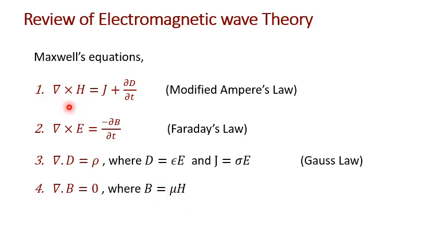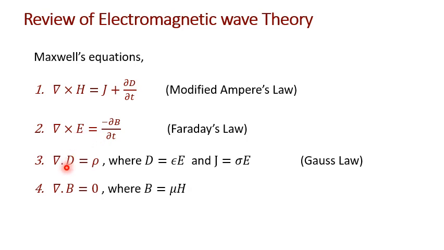The first Maxwell equation is del cross H is equal to J plus dou D by dou t. This is also known as the modified form of Ampere's law. This states that a time varying electric field will produce a magnetic field. The second equation is del cross E is equal to minus dou B by dou t. This is also known as Faraday's law. This states that a time varying magnetic field will produce an electric field.